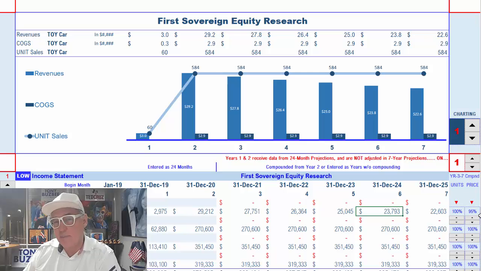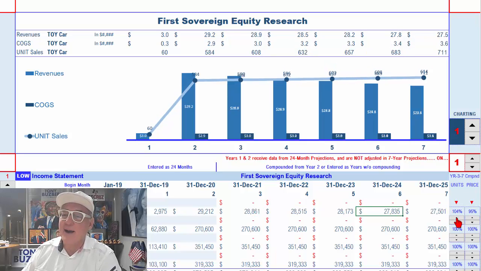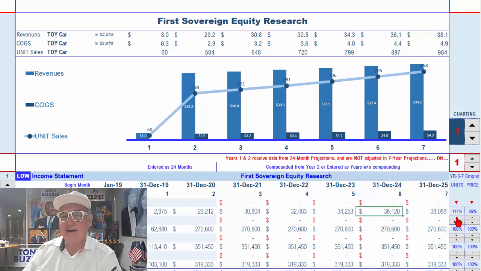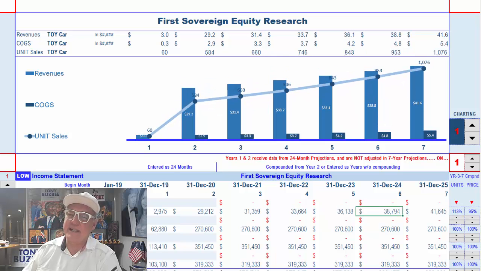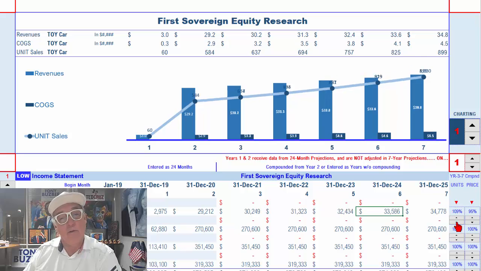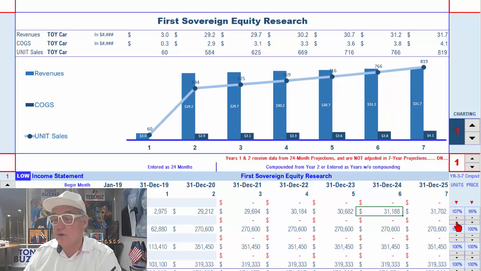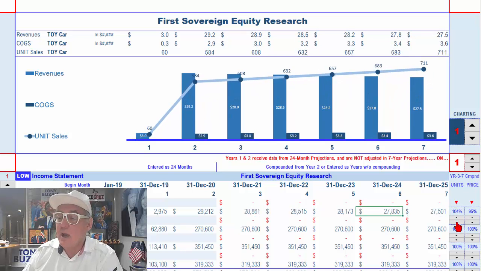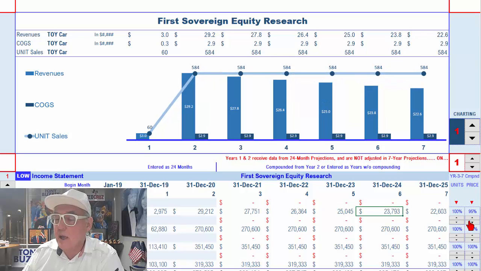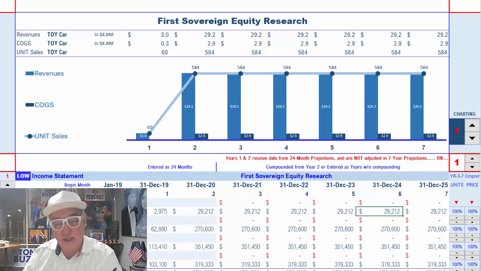If revenues are dropping because prices are going down, maybe you'll sell more. Look at that. They come right back up again. See, you've got full control over the future, or you wish you had full control. Nobody knows what's going to happen in the future, but at least you can paint the picture faster and better than anybody else out there can with this tool. I'm telling you, you're going to look like geniuses.